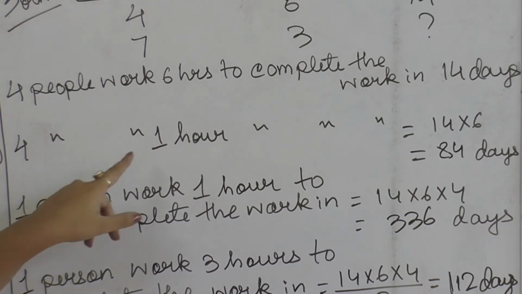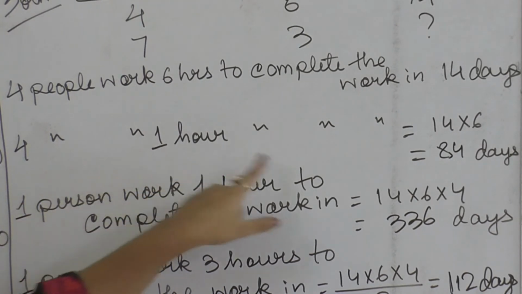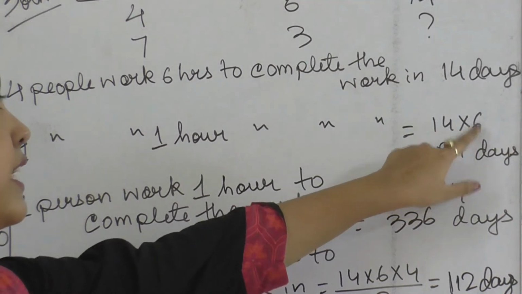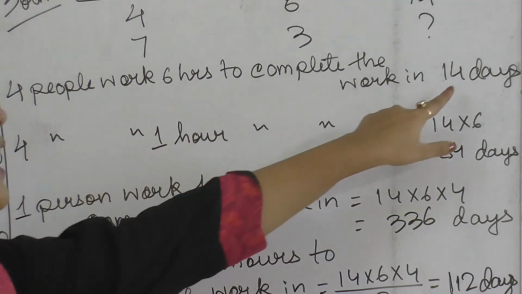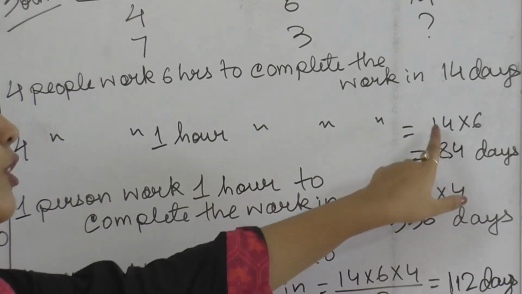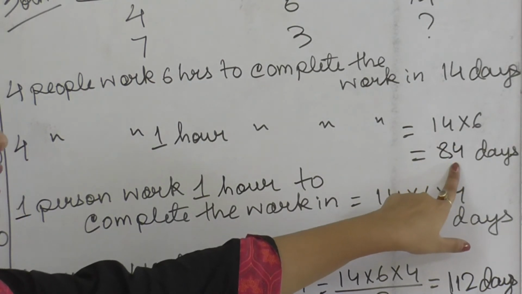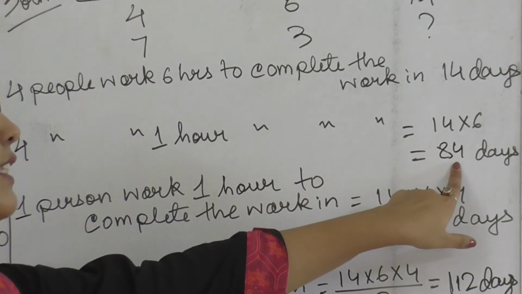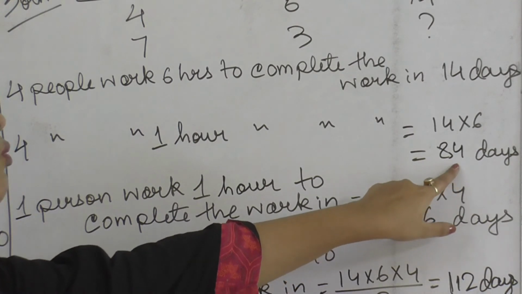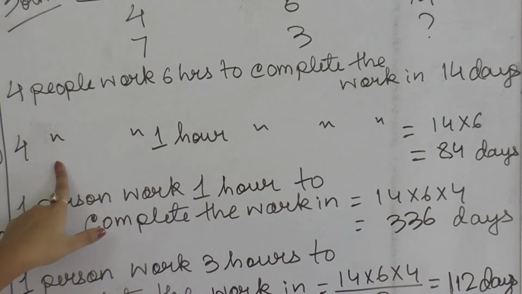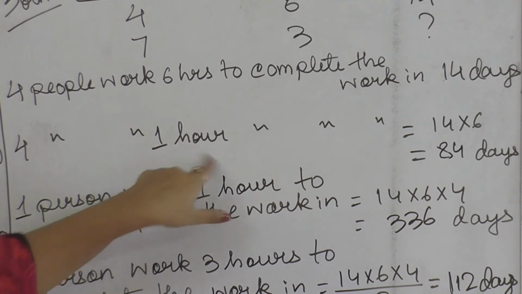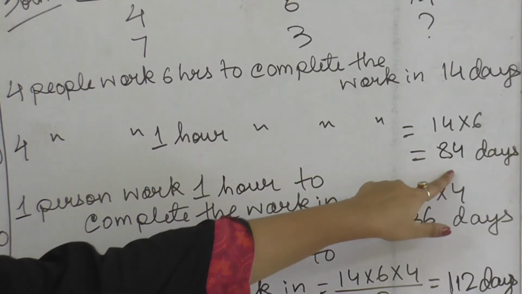So if 4 people work for 1 hour, they will take 14 into 6, that is day into hour. 14 into 6, we are getting 84 days. 84 days they will take to complete the work. So if 4 people work for 1 hour, they will take 84 days in order to complete the work.